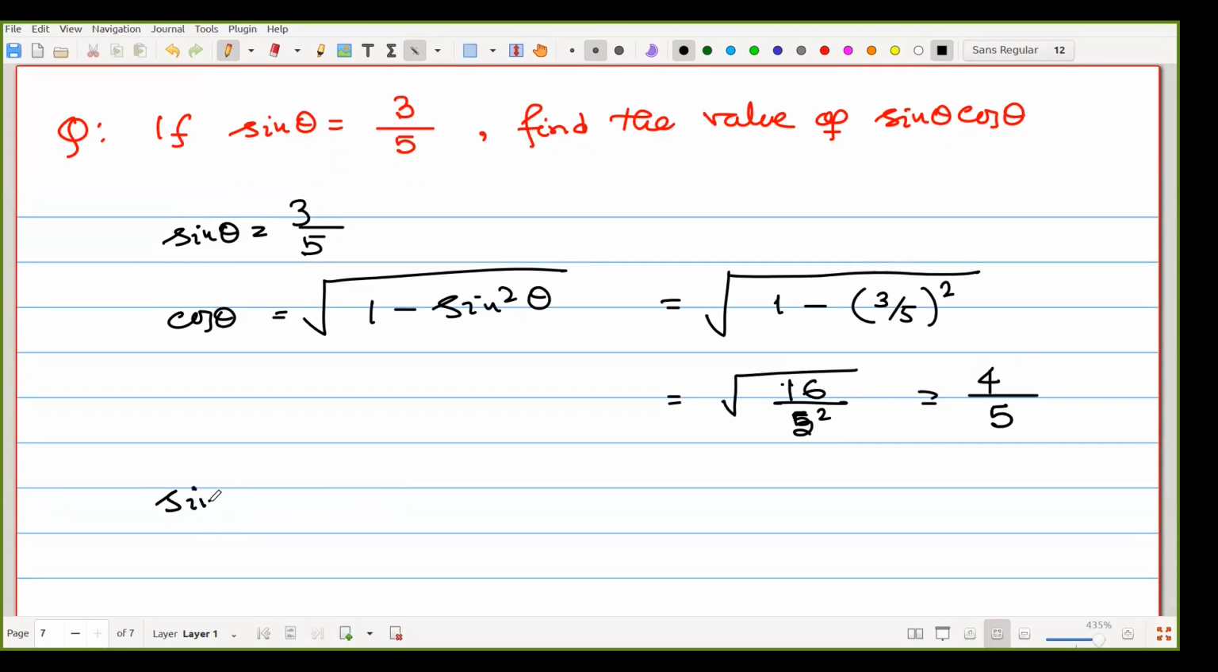So sin theta into cos theta, we have to find out. Sin theta means 3 by 5, cos theta means 4 by 5. So the value is 12 by 25. Okay, I am once again proceeding with the next problem.